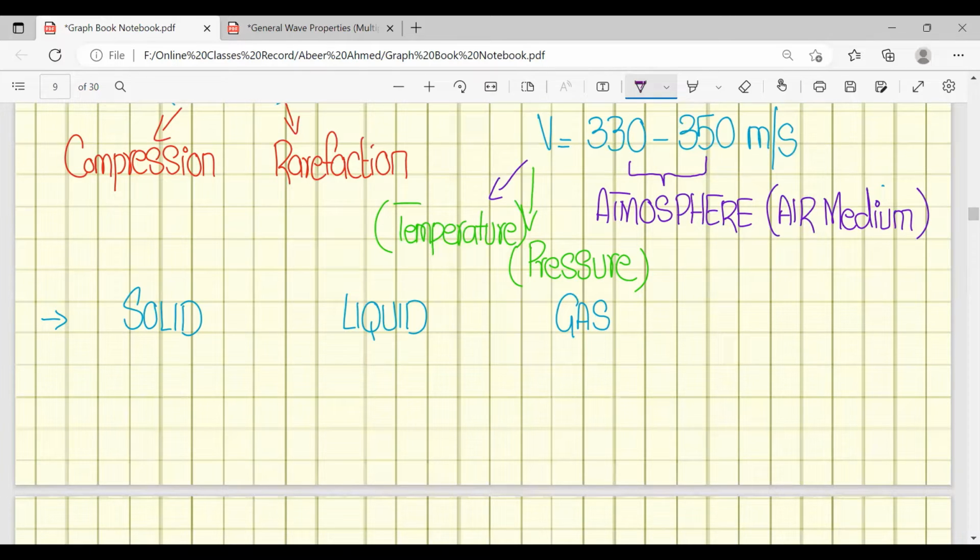And since sound wave is longitudinal in nature, it means that they require some medium to transfer energy. And if we want to transfer energy from one molecule to the other molecule in a solid, will it be easy or difficult to transfer energy from the first molecule to the last one? Any idea?